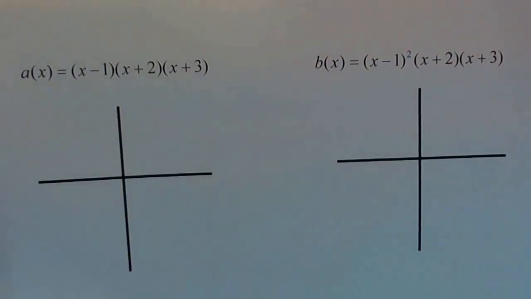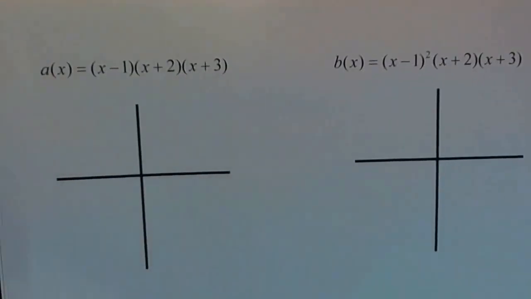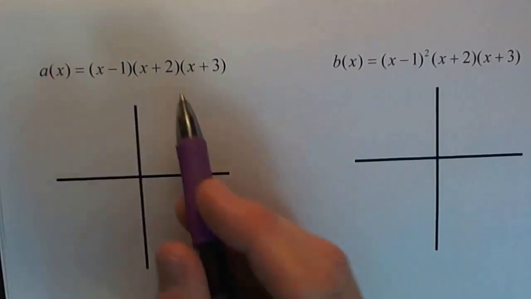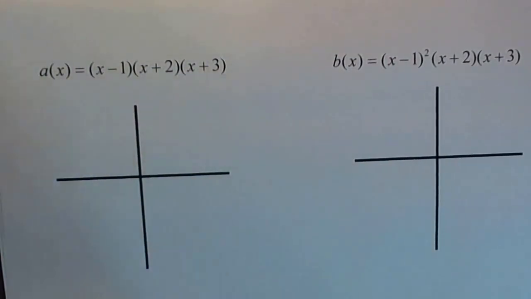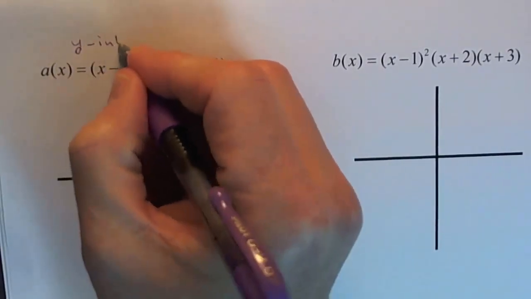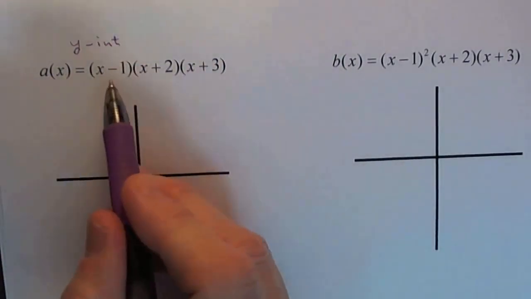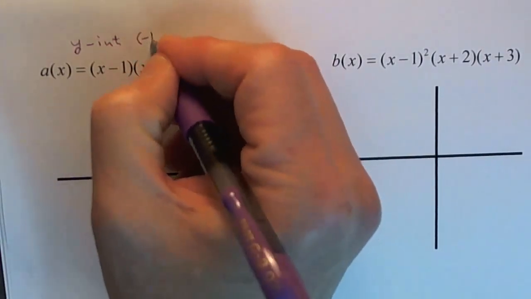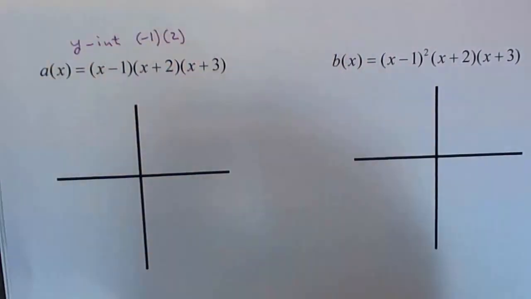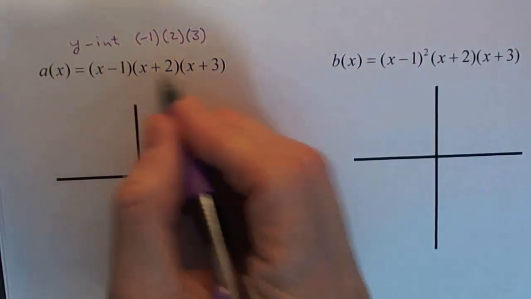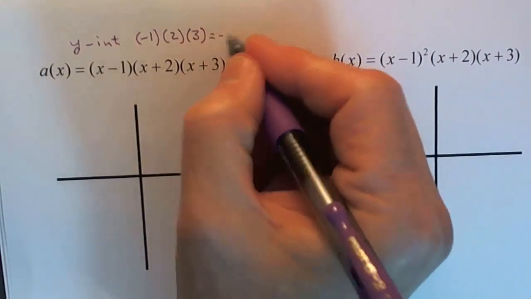Okay, so let's see how we would go about getting a rough sketch of a polynomial. Now, let's consider this one right here, a of x equals x minus 1, x plus 2, x plus 3. One of the things I want is to find the y-intercept. The y-intercept is what I'm going to get when I let x be 0. So let me find that first. The y-intercept is going to be negative 1 times 2 times 3. See, I just replace the x's with a 0 and I get a negative 6.